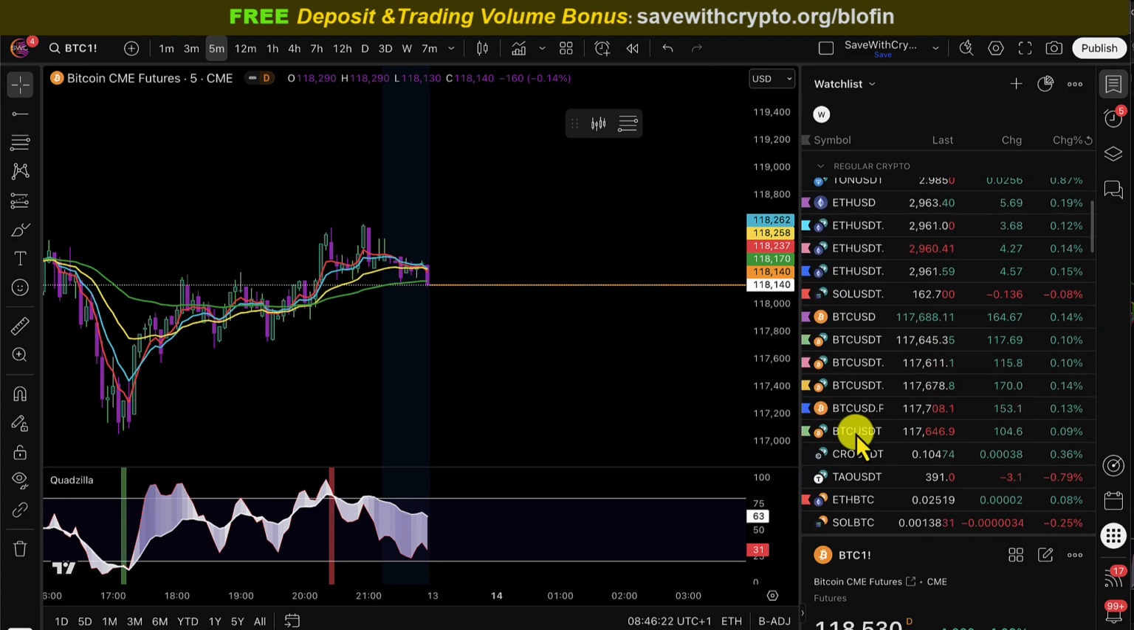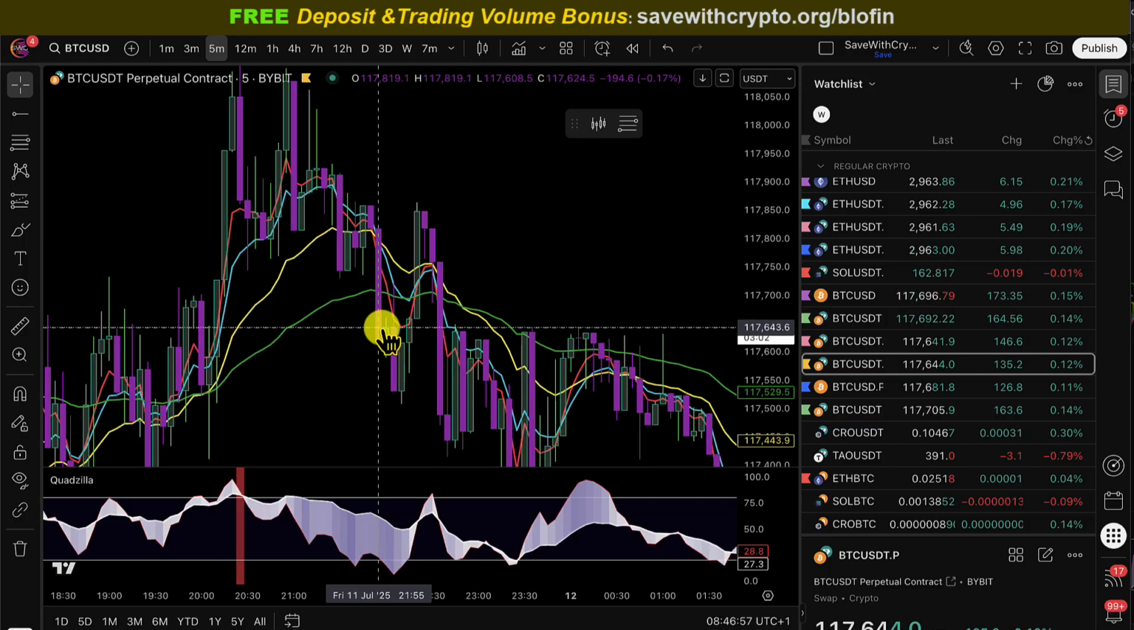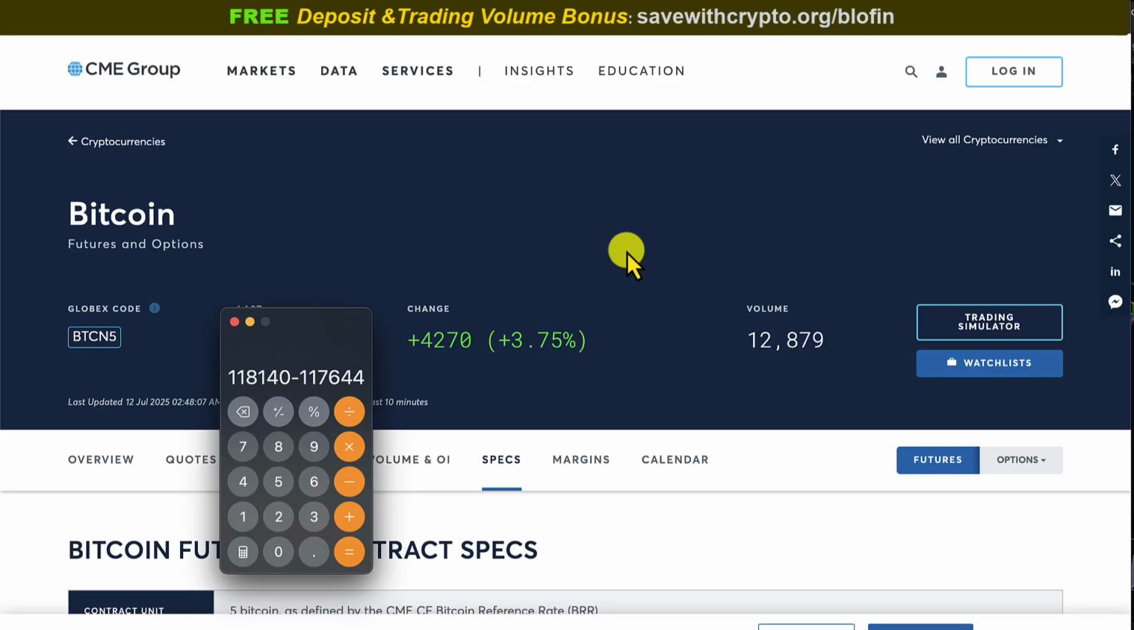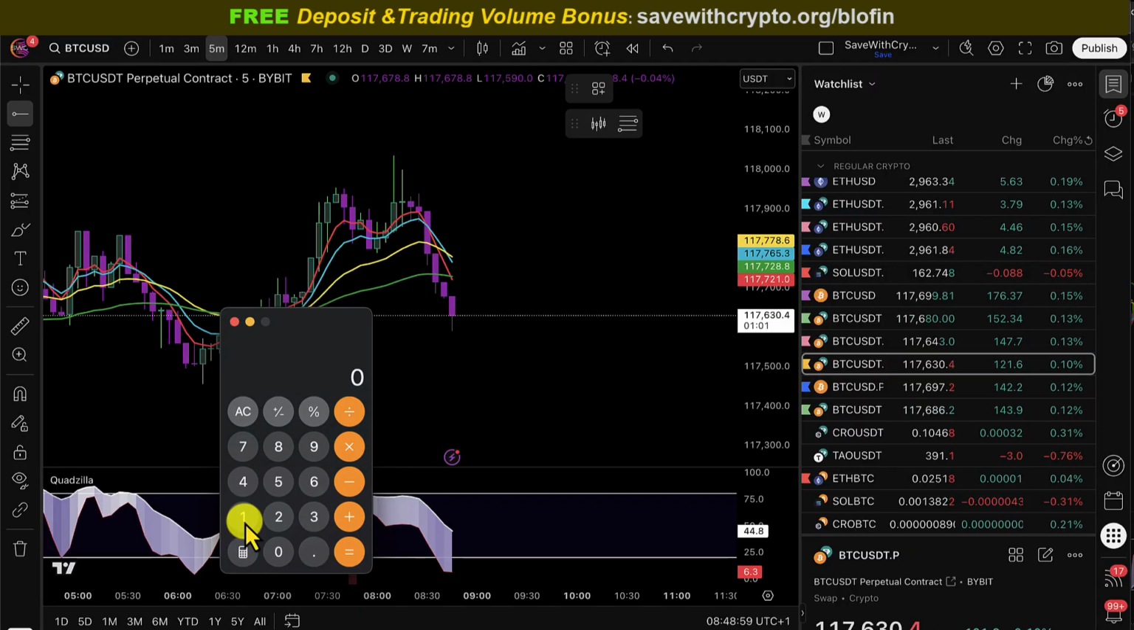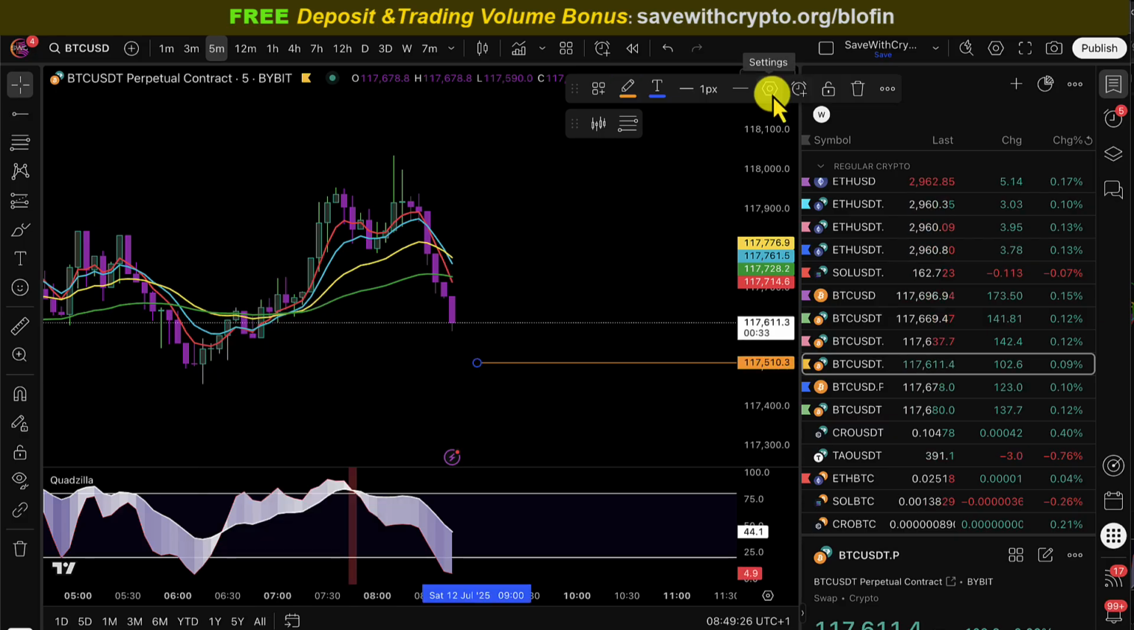UK time, so the actual price at 10 p.m. UK on, for example, the ByBit perpetual chart was this candle here that closed at 117,644, which means that the CME price actually has a premium of about $500. So realistically, the figure we're looking for on this chart here is about 117,640. So let's mark that on.